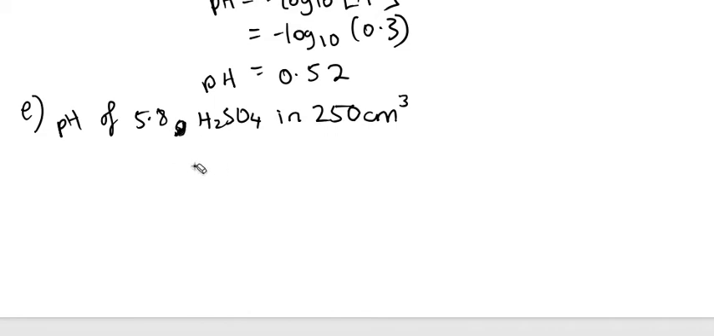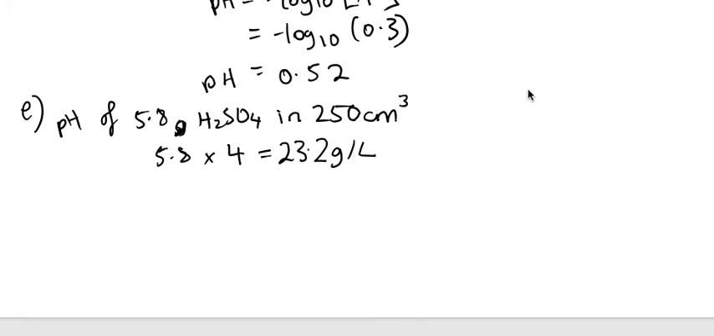But first of all, we will start with our 5.8 grams. If that's in 250 centimeters cubed, I'm going to have to multiply that by 4 to get 23.2 grams per litre.